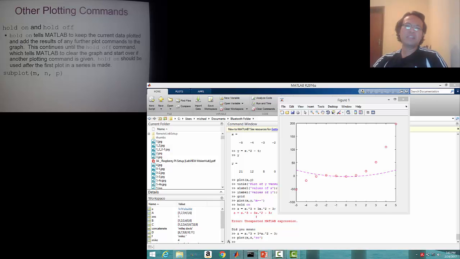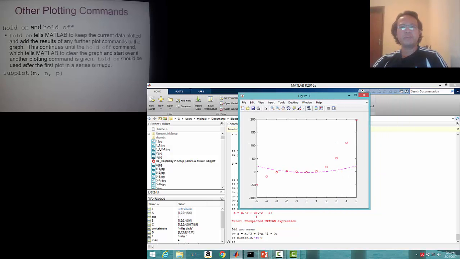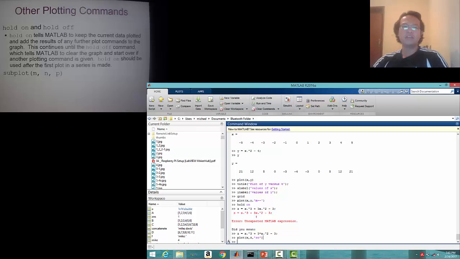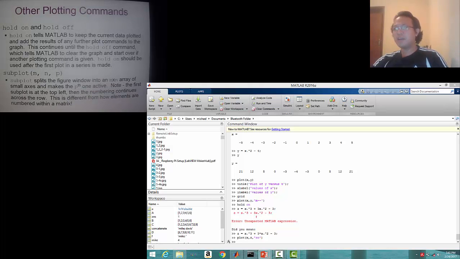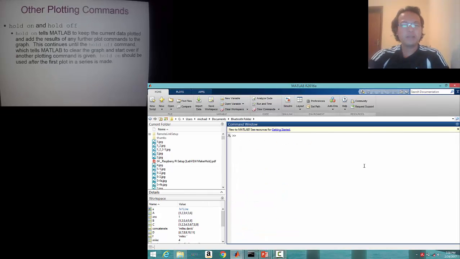Subplot is just creating a lot of figures. 4 plots here, 1 here, and then the right and the bottom, like that. So the meaning is like splits the figure window into an m by n array of small axes and makes the pth one active. So to make it simple, it's just like this. Okay, let's try to use subplot here.